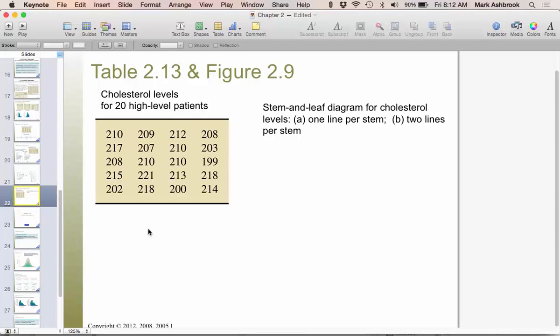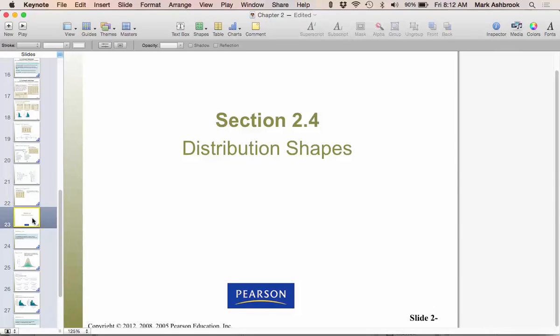Okay, so there's something that all of these have in common. The histograms, the dot plots, the stem and leaf plots all show what we're going to call the shape of the distribution of the data. The shape of the distribution of the data. This is huge in statistics.